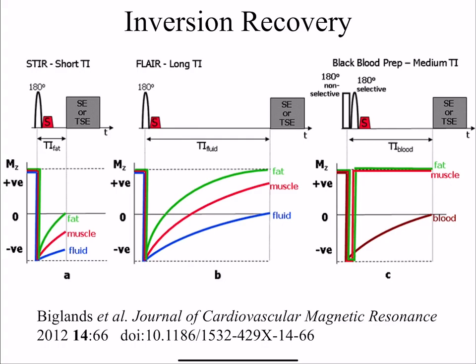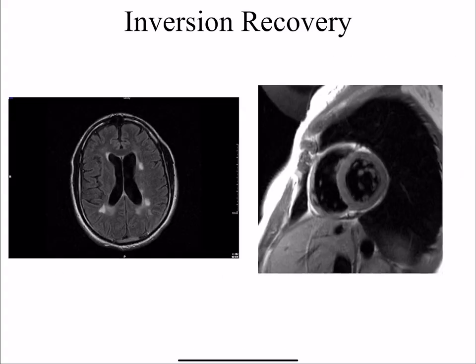It's also used in something called black blood preparation, where you can null out the blood but leave the remaining tissue available. This is used a lot in cardiac imaging. If the blood is bright, it's going to be very hard to look at the cardiac wall, the heart wall, and you might want to see any problems that might be in the heart wall. So this is used quite a lot for cardiac imaging because then you have a much cleaner image of the wall. Inversion recovery is a really neat trick for helping you visualize things that might be harder to visualize, right?